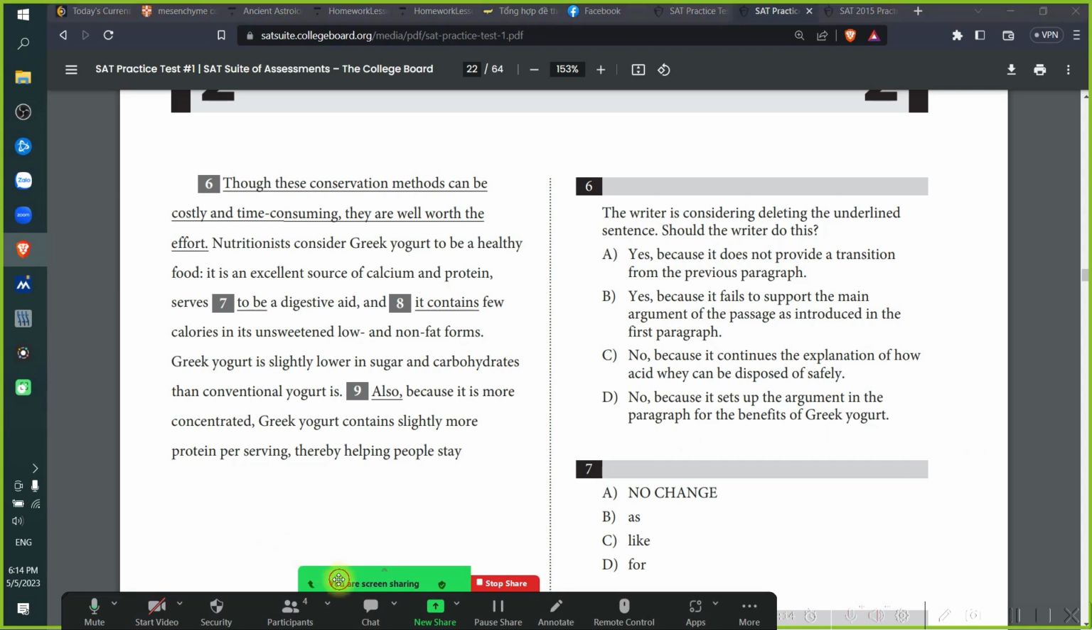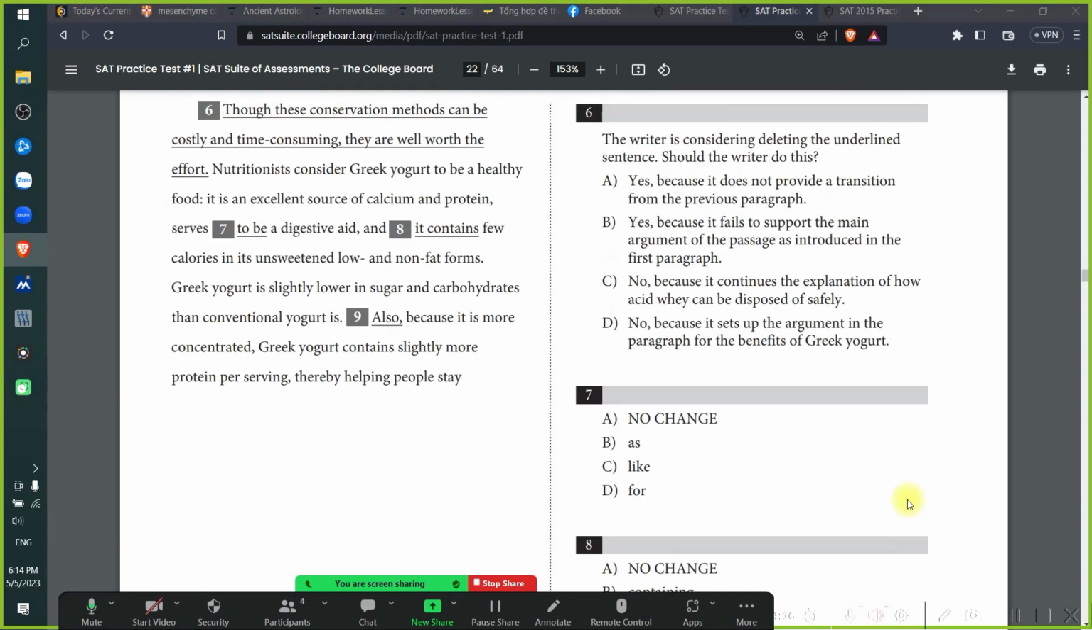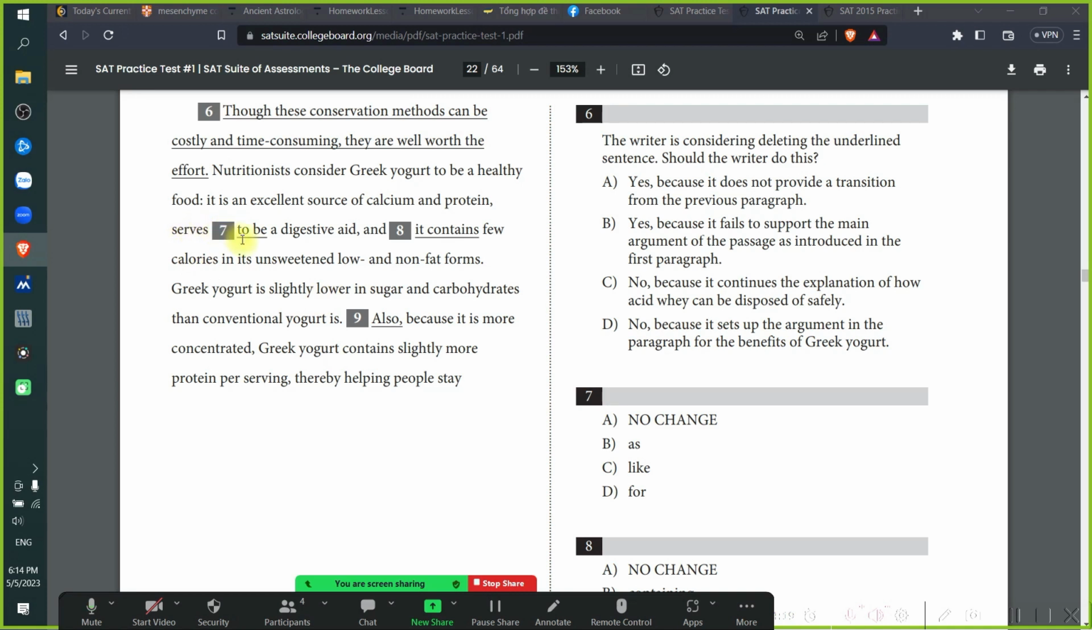Now, next one, it's 7. Should there be any change or not? Excellent source of calcium protein serves to be a digestive aid.